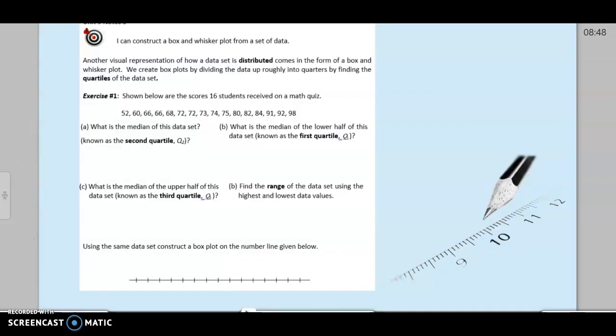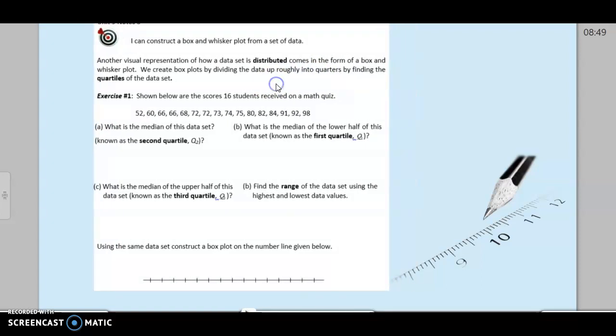So our learning target for today is to be able to construct a box and whisker plot from a set of data. Just given some numbers, can you make one of these on your own? So this is another visual representation of how data is distributed and comes in the form of a box and whisker plot where we're dividing up the data to show it in quarters or in quartiles. That's where that word comes from.